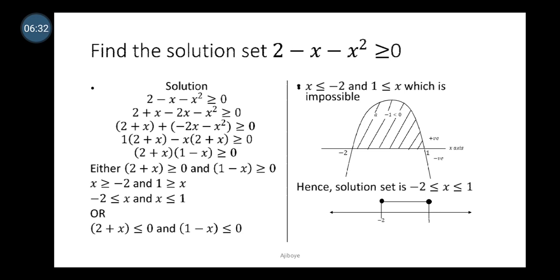Now, you will group and pair. So we group them in pairs, all right? So we open bracket 2 plus x, close bracket, plus open bracket x minus, open bracket minus 2x minus x squared, close bracket, greater than or equals to 0. Again, you will notice that once I introduce my bracket, I must include a plus sign between the brackets.